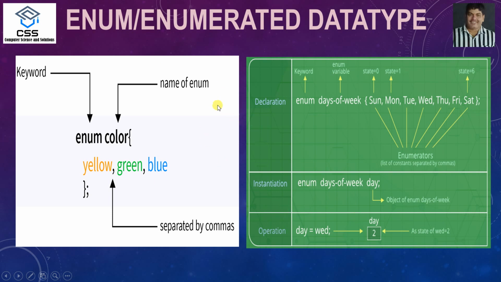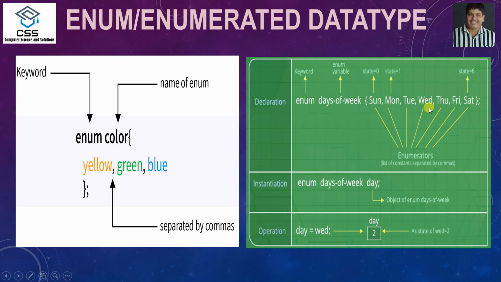You can see the figure, a chart is given. You declare enum as a keyword. Day of the week is user-defined, that is the enum name. And Sunday, Monday, Tuesday, these are the names of the constants. Means Sunday value is 0, Monday value is 1, and so on. The Saturday value is 6. Why? Because it started with 0, incremented by 1, the value of Saturday becomes 6.